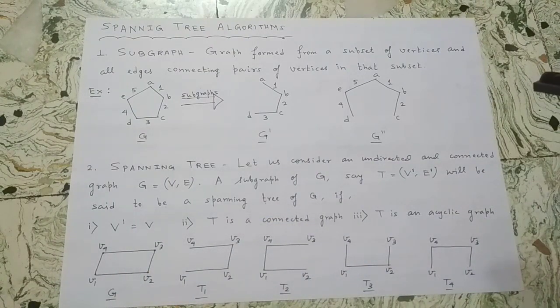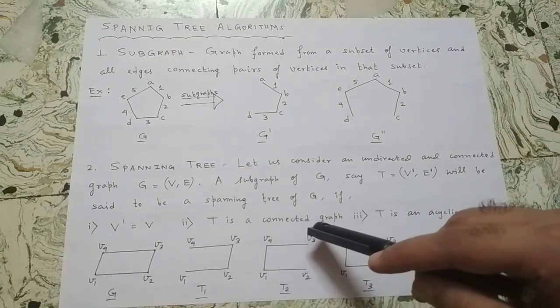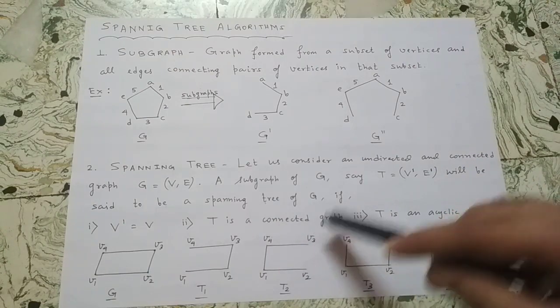Point number 2 is that the subgraph which you are getting has to be a connected graph. Just now I explained what a connected graph is. If you are able to start at any vertex and reach any other vertex in the graph, it is said to be connected. So the graph has to be connected. For a spanning tree to be formed, it has to be a connected graph.